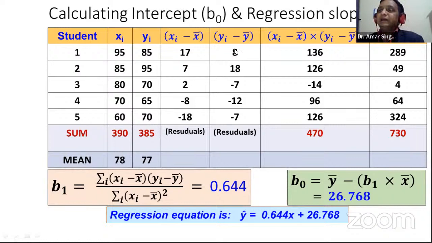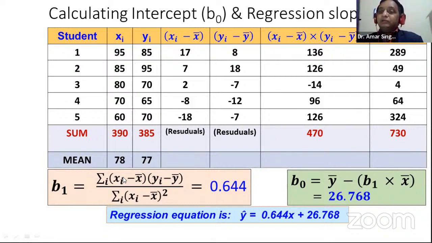Now compute yi minus y mean in the same way. I computed the mean of y. You have to write these instructions step by step in Python. I shall show the code also to you. So I have computed yi minus y mean. Y mean is 77. So yi is 85, and 85 minus 77 is 8. 95 minus 77 is 18. In this way, I have computed yi minus y mean.